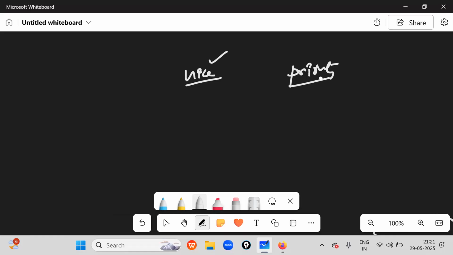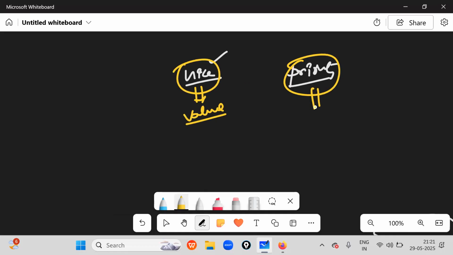Both are different? Yes, both are different. Nice is different, priority is different. Nice value is different, priority value is also different, friends. Simple understanding, I'll say that.